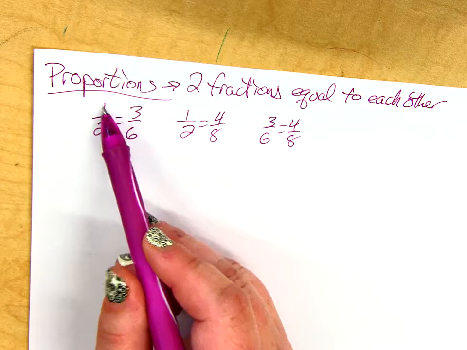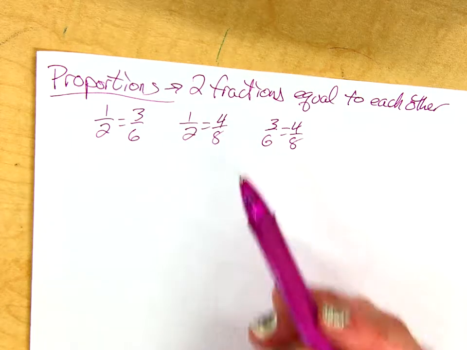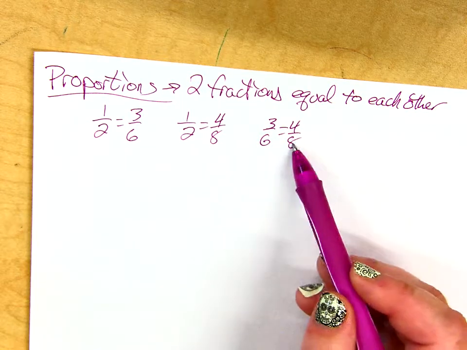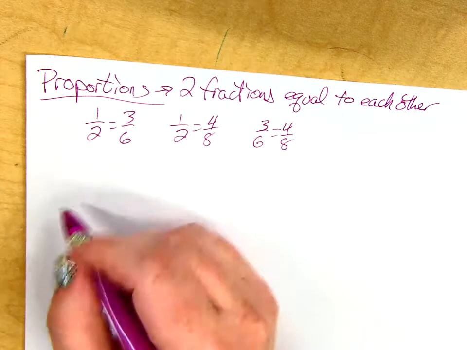That's really cool. 1 times 6 is 6, 2 times 3 is 6. 1 times 8 is 8, 2 times 4 is 8. 8 times 3 is 24, 6 times 4 is 24. So if you have a proportion, when you multiply the diagonals, they will always be equal to each other. So that's a great way to check. With these, it's easy. I know that 3/6 is a half and 4/8 is a half, but sometimes it's not always as clear.